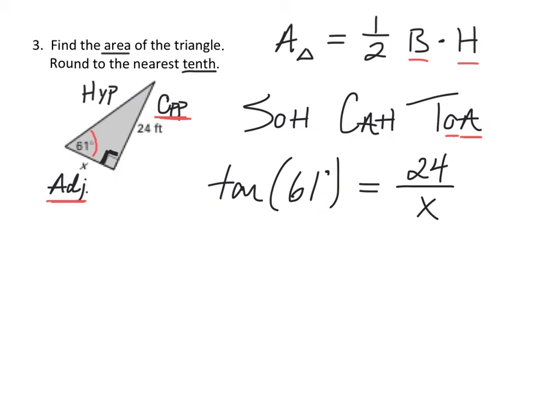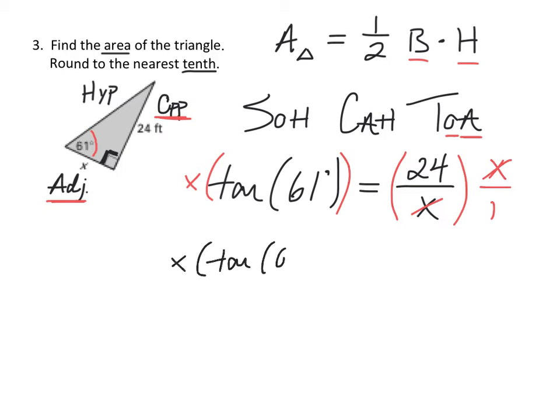Now, if you recall the shortcut that I showed you back in part 2, there's an easy way to solve these problems when your variable is in the denominator. If you're not aware of the shortcut, then I'm going to walk through the steps real quick again. So what I'm going to do is multiply both sides by x, or x over 1, to get rid of my variable in the denominator. So in this case, what I'm going to be left with is x times tangent of 61 degrees equals 24.